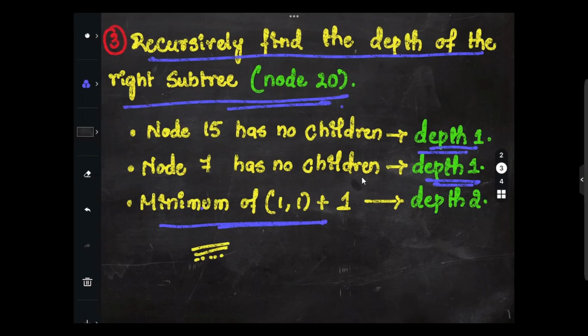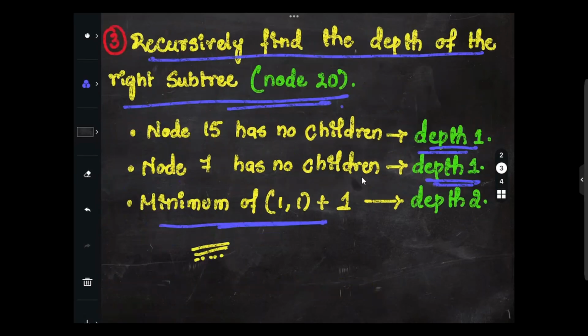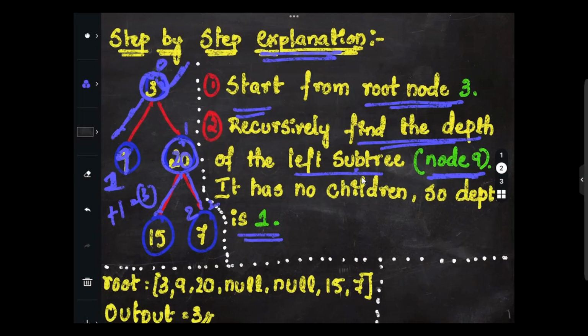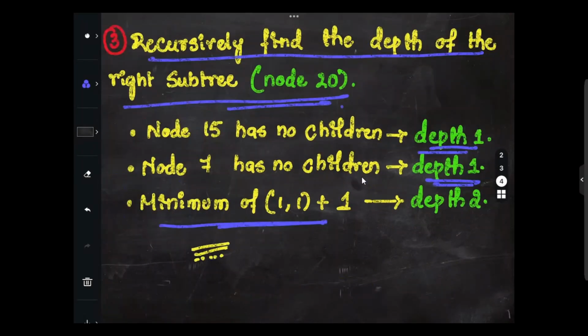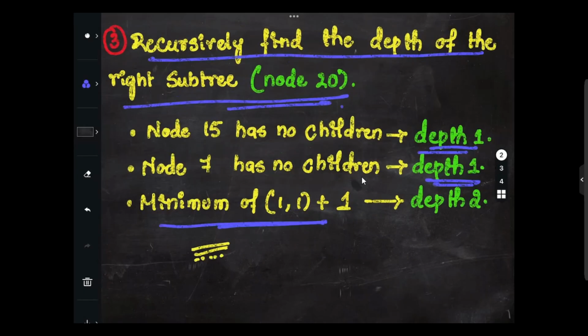So minimum of 1 comma 1 plus 1 is 2 here in this case, right? So this will be 0, 1, 2. So we will be adding +1, right? So maximum of left 1 and right 2 in the subtree, +1 for root 3. For root 3, +1 we are adding, because the root we have to consider here in this case.